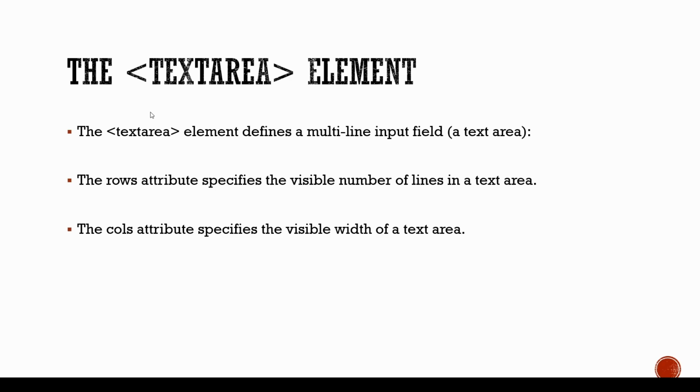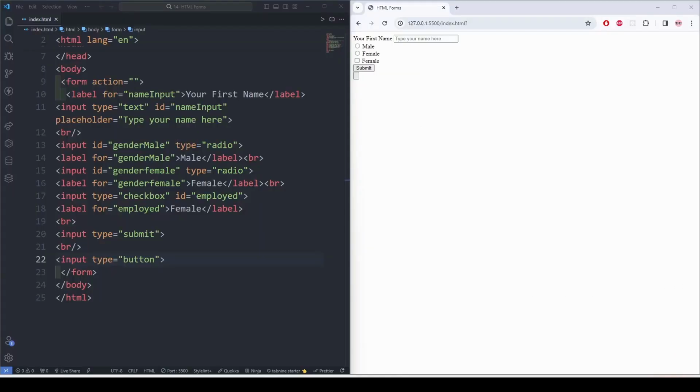The textarea element. The textarea element defines a multi-line input field, a text area. The rows attribute specifies the visible number of lines in a text area, and the cols attribute specifies the visible width of a text area. Now let's have a look at it in the code.